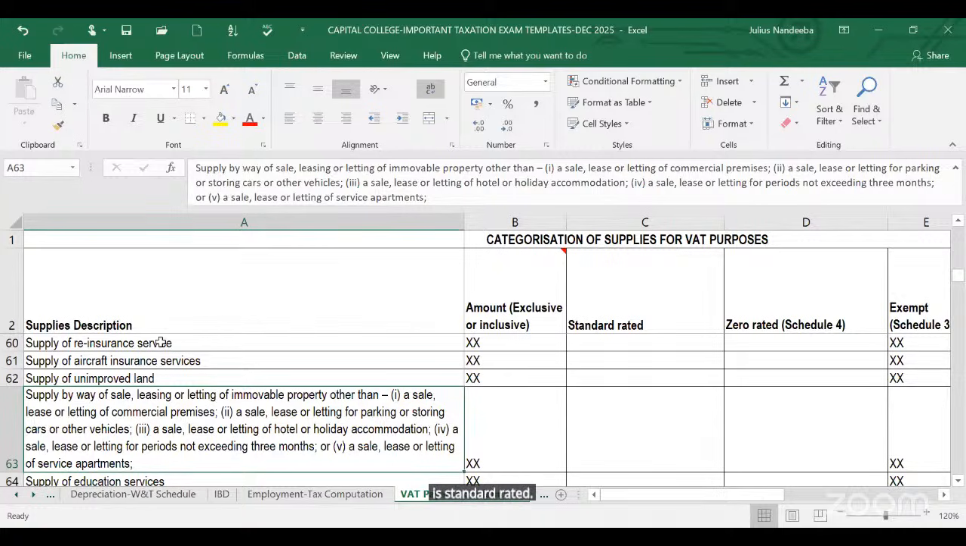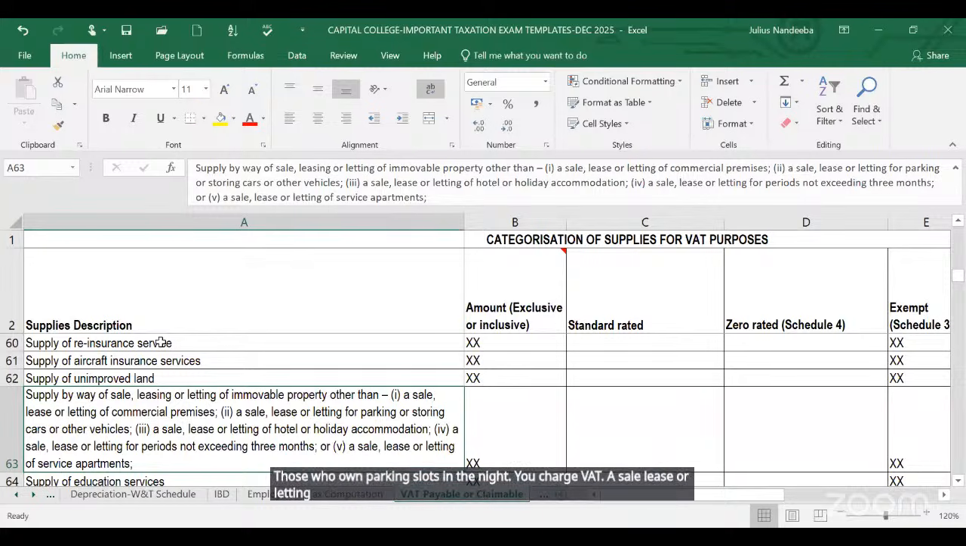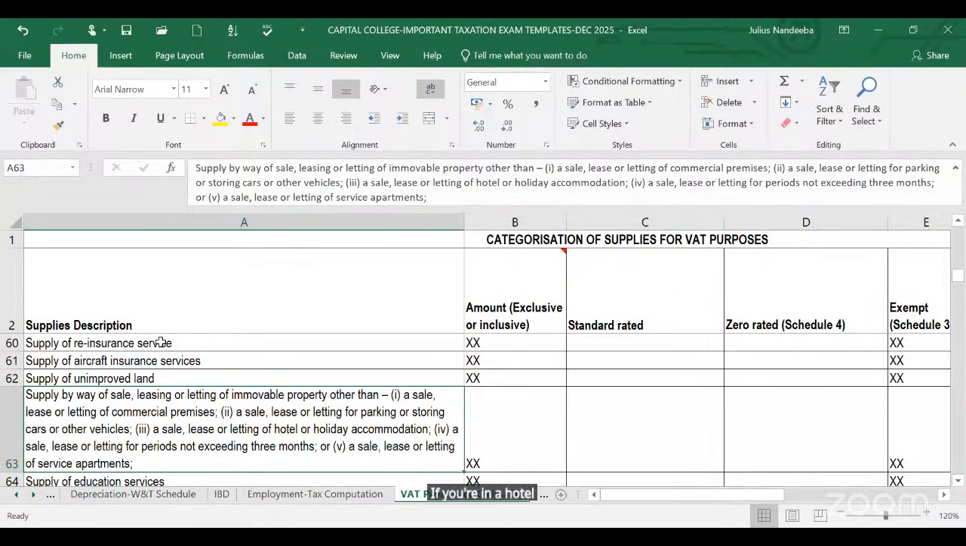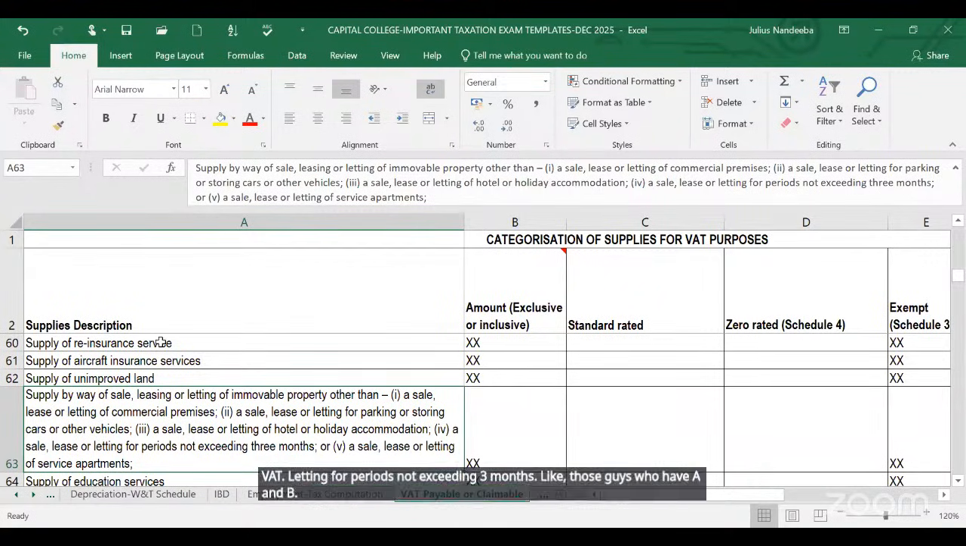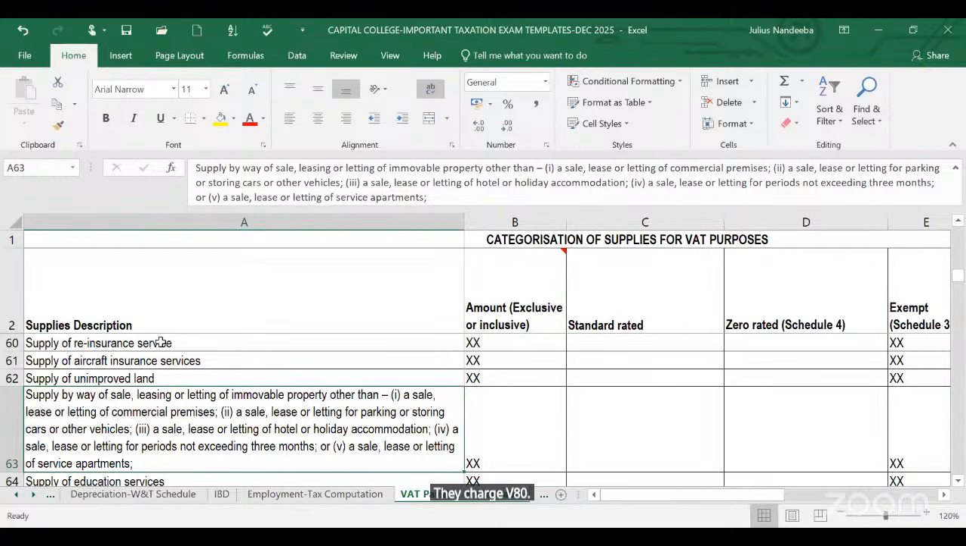A sale, lease, or letting for parking or storing of cars, those who own parking slots in the night, you charge VAT. A sale, lease, or letting of hotel or holiday accommodation. If you're in a hotel, when you sleep in a hotel, they will charge you VAT. A sale or lease or letting for periods not exceeding 3 months, like those guys who have Airbnb, they charge VAT. A sale, lease, or letting of service apartments is the most current. So we have a case that has come through on service apartments. So if they examine on service apartments, you know they attract VAT.